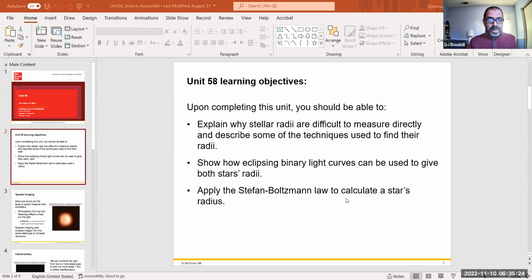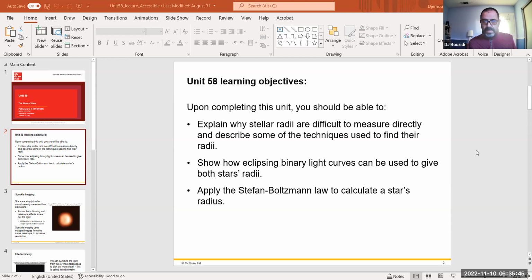So let me share a screen for the next two units, namely 58 and 59. In 58, we explain the stellar radii, the sizes of stars, and how to measure them. For nearby stars it's probably okay, but for further away stars it becomes a little more difficult. This is actually one of the hardest things to do for stars in general.